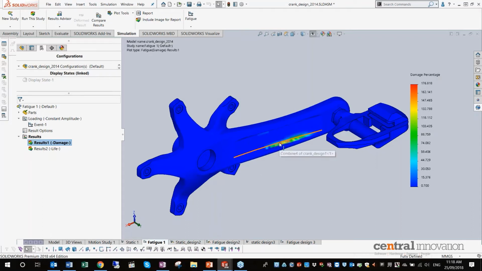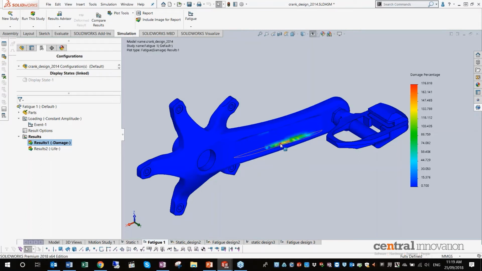Where? Here. In the blue area, the percentage changes from 0.7 to 15%. What does it mean when I say 15% of damage is going to happen in this area? It means that after 7 million cycles, 15% of the life of this blue area is consumed. But at the same time, 176% of the life of this area is consumed. So this part is going to fail way before 7 million cycles in this area.